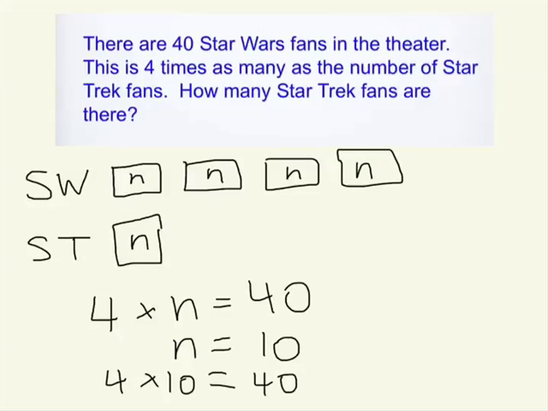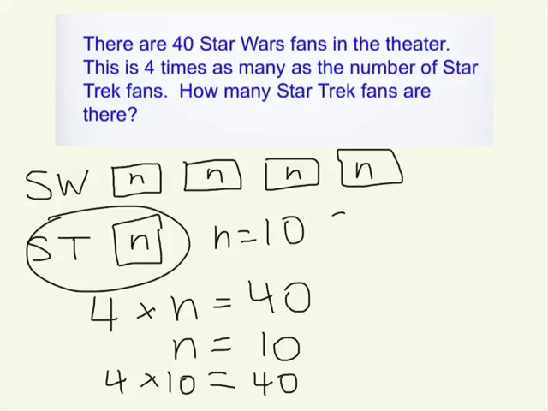So if N equals 10, and I look at the Star Trek fans, I see one group of N, right? N equals 10. In this case, I'm looking for Star Trek fans.